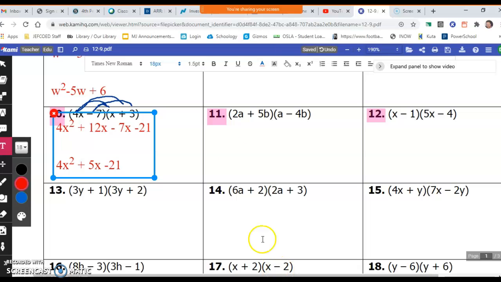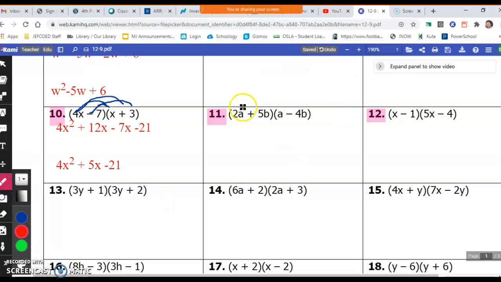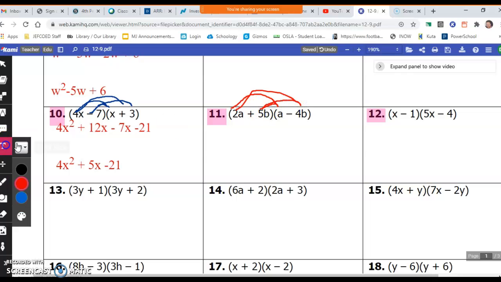Okay. All right, let's look over at 11. Not a whole lot different here, guys, except now we've added in some extra variables. Instead of it being a single one, now we've got two. However, we'll still distribute like normal. Here, here, and here to there. So we've got 2a times a is going to be what? 2a squared. Now, 2a times the negative 4b.